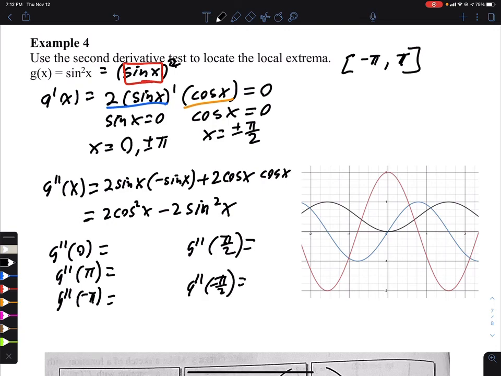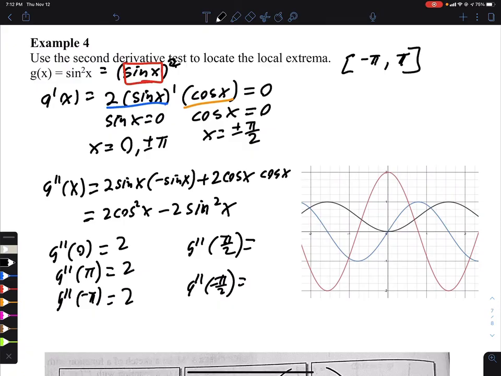Hopefully I can do this quickly for you guys. So put in 0. Cosine 0 is 1, so that's 2. Sine of 0 is 0, so that's 2. That's 2. It's positive. Let's plug in pi. Cosine of pi is negative 1, but it's squared, so it's positive 1. So this is 2. This is 0, so that's 2. Let's plug in minus pi. Cosine of minus pi is negative 1, but it's squared, so it's positive 1, so that's 2. And sine of negative pi is 0, so that's also 2.